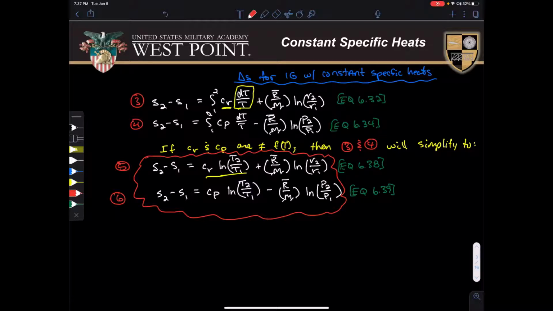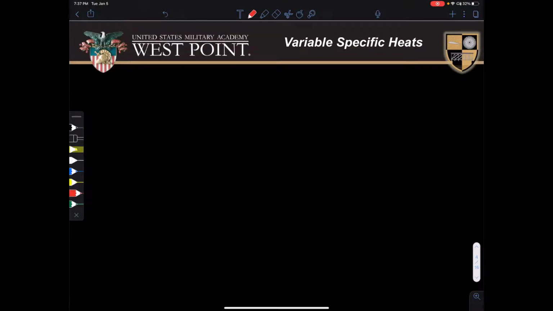All right. So pretty straightforward for our constant specific heats, but now let's look at how this changes for our variable specific heats. So our change in entropy for an ideal gas with our variable specific heats. Now we have to introduce a new term, and that is going to be introducing our reference state. Our s degree at temperature T is what this reference state refers to.